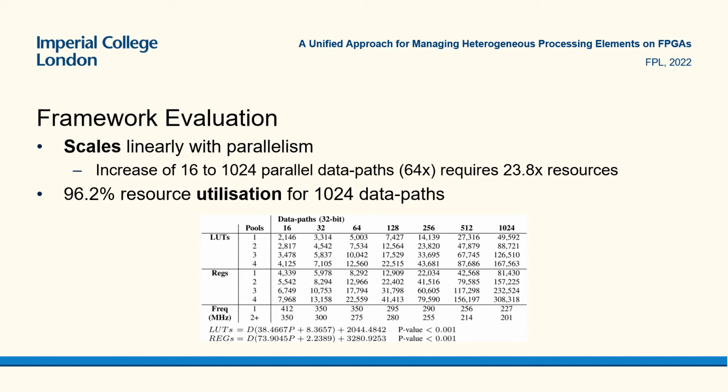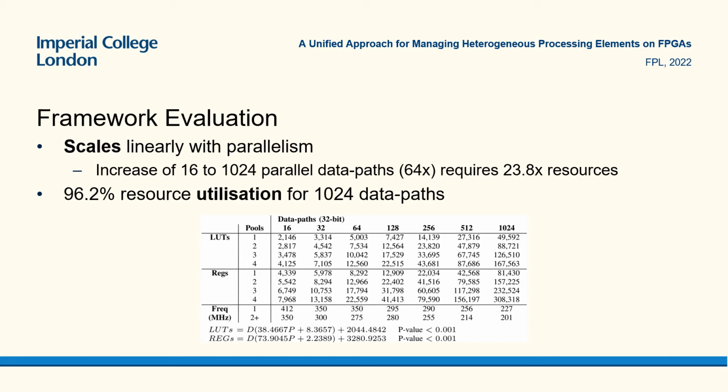These resources are locked away inside the newly defined processing elements. So our compute pools don't face this issue. We bring together existing processing elements rather than define our own, and so are therefore able to achieve very high resource utilizations. So this is 96.2% for 1024 parallel paths, and can actually rise to 99.8% if using 16 parallel data paths.